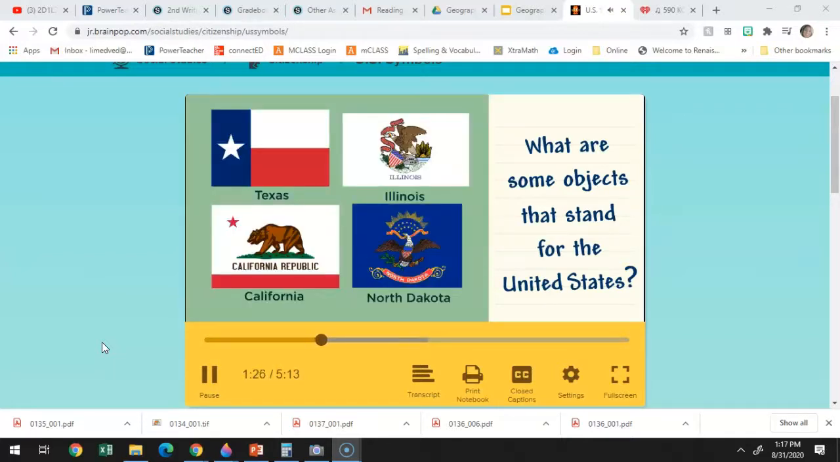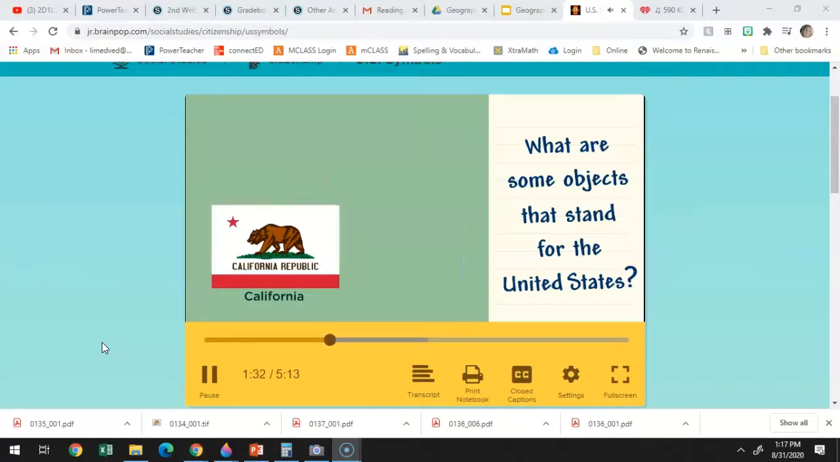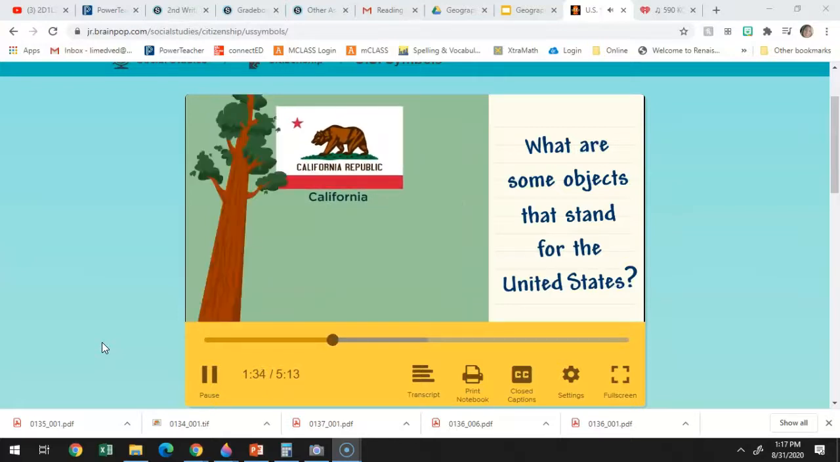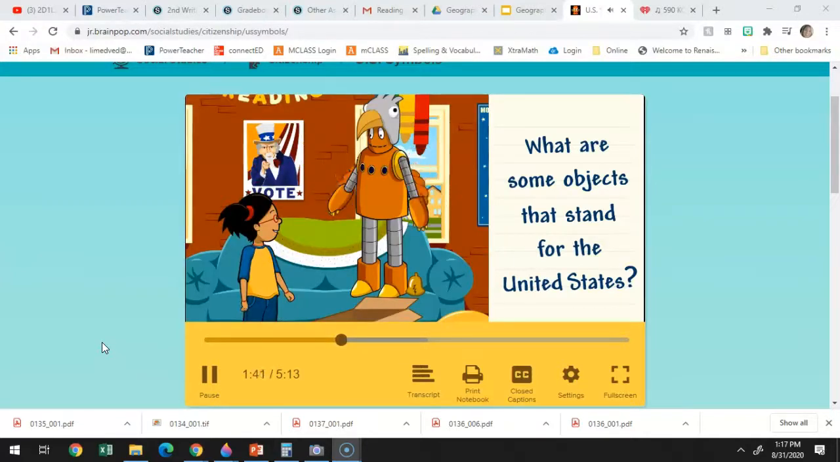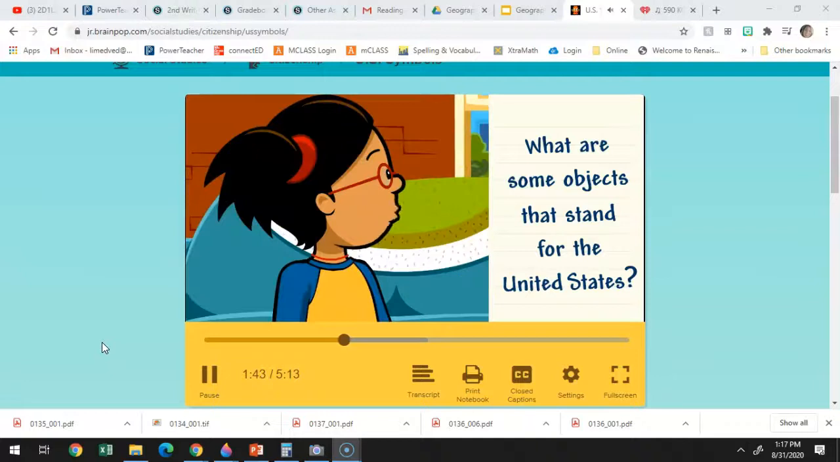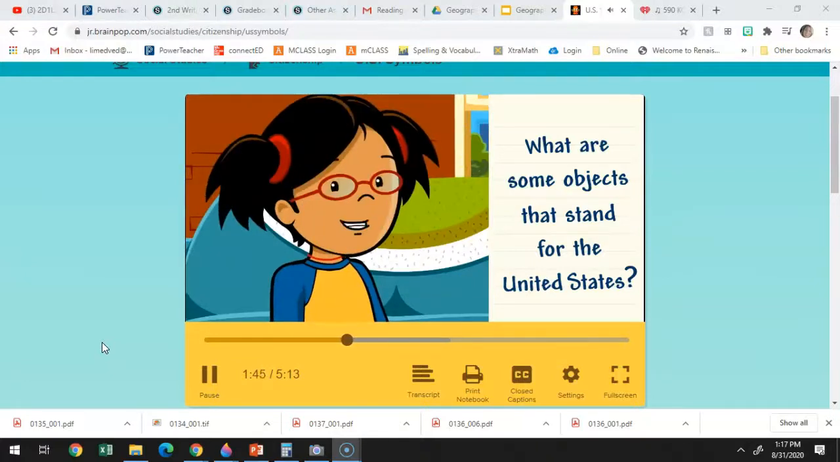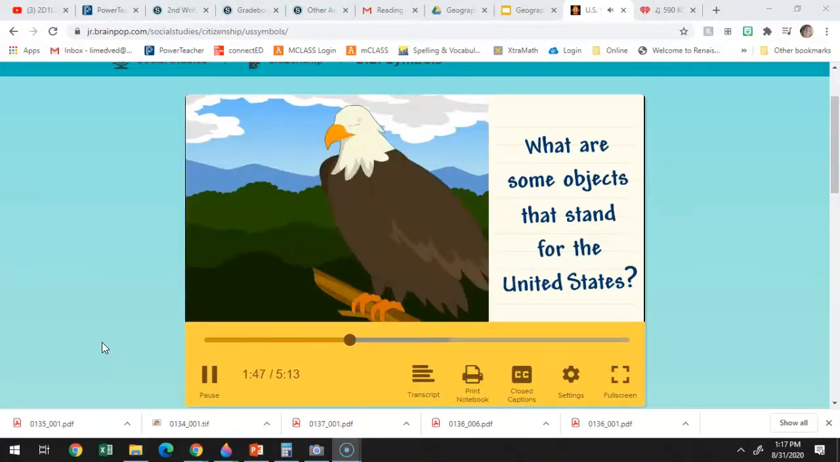Each state has its own flag, too. I love looking at state flags because they're all so different. Each state also has trees, animals, and even fossils that stand for the whole state. Oh, right. I almost forgot. The bald eagle is the national bird of the United States, and it represents strength and freedom.